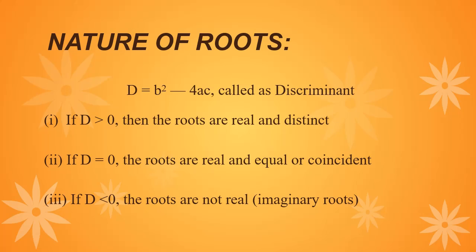In the second case, if value of D is equals to 0, then again we will have two roots, both the roots are real and equal. And in the third case, if D is less than 0, that is value of D is negative, then the roots are not real, means we will have imaginary roots in that case.